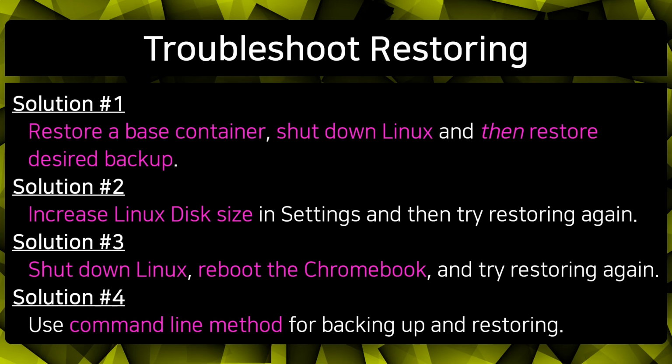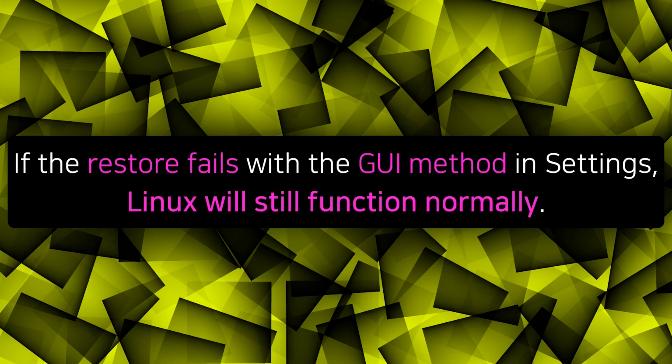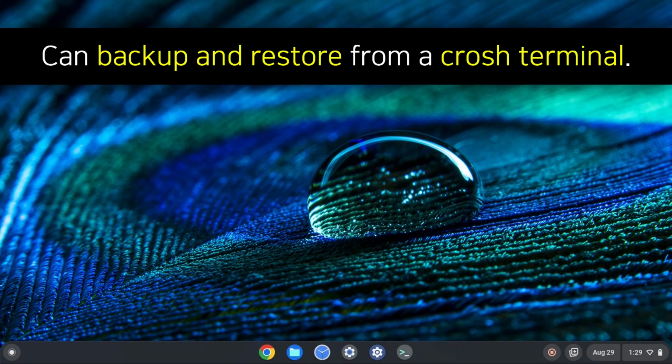If the GUI method from Chromebook settings still fails, then we can instead use the command line method from a Crosh terminal. Keep in mind that if the restore fails from the GUI method in settings, Linux will still function normally. Now to backup and restore Linux from the command line, we can first open a Crosh terminal.